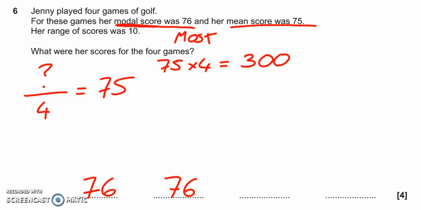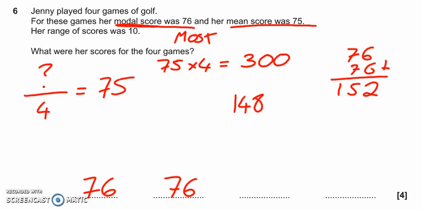We already know 2 possible values, so we've got 76 and 76, which is equal to 152. So out of the other 2 scores, we have got 148 left. Now to work this out, there are only 2 scores, so let's divide by 2. When we do 148 divided by 2, we're left with 74. Now we can't put 74 and 74 because that means we've got a bimodal score. We've got 76 and 74.